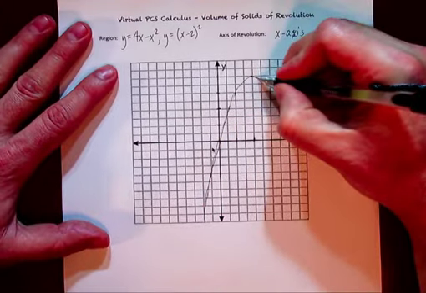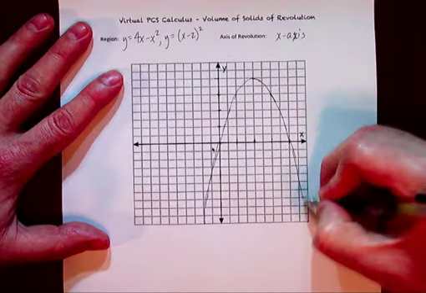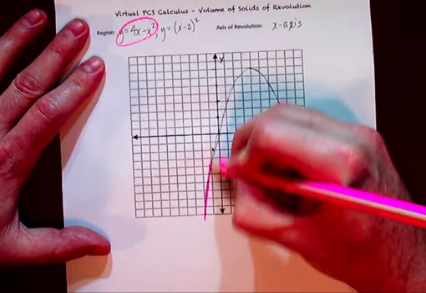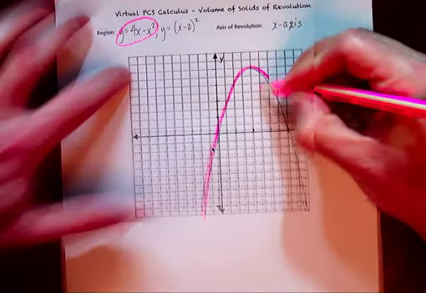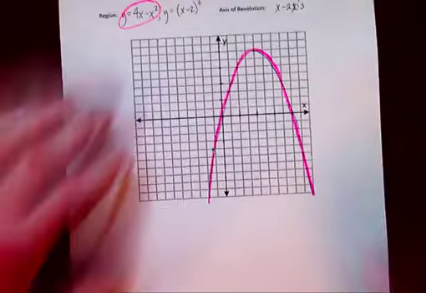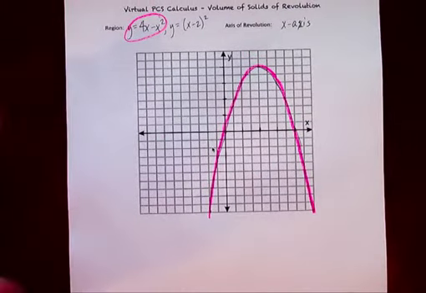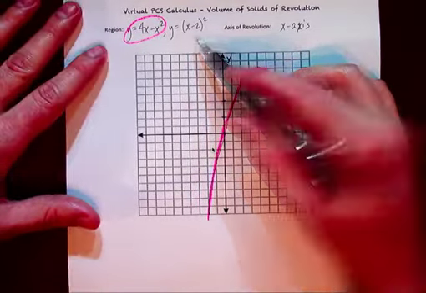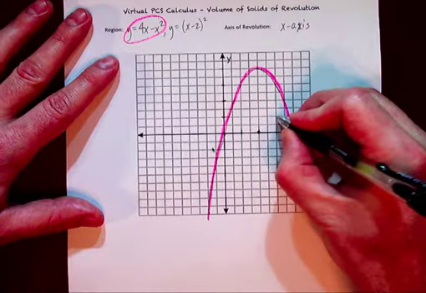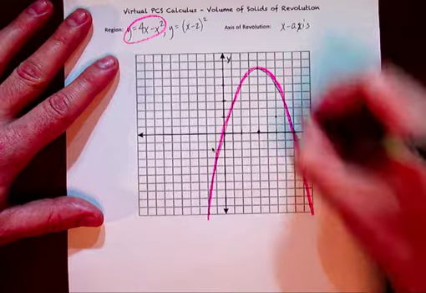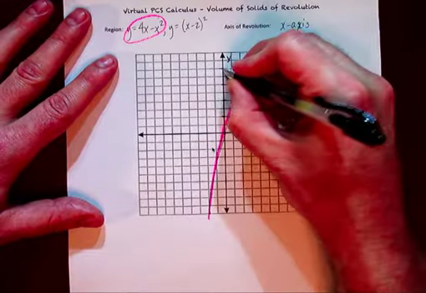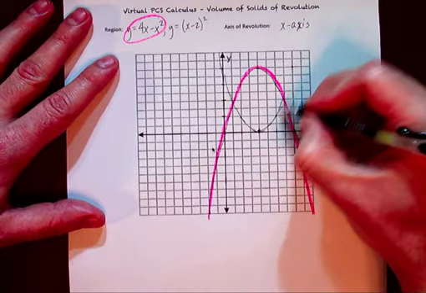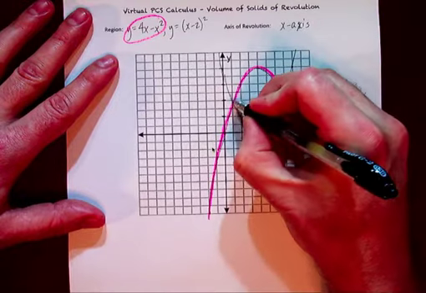Now, let's go ahead and make that one pink. My second function should be even easier to graph, right? It is just the parent function moved over 2 units. So here's my vertex. I go over 1, up 1. I go over 2, up 4. And the same thing on the left-hand side. And I notice that these intersect here and here.